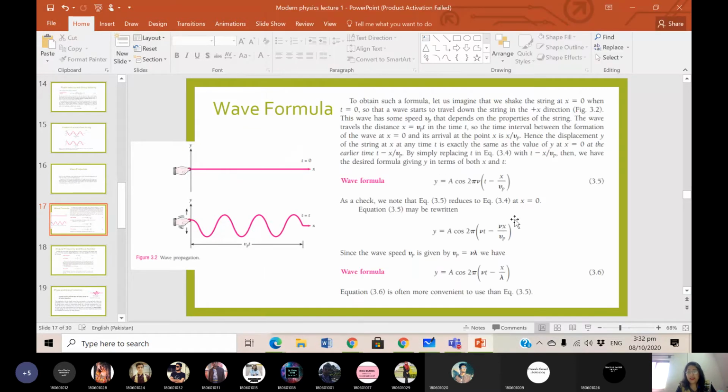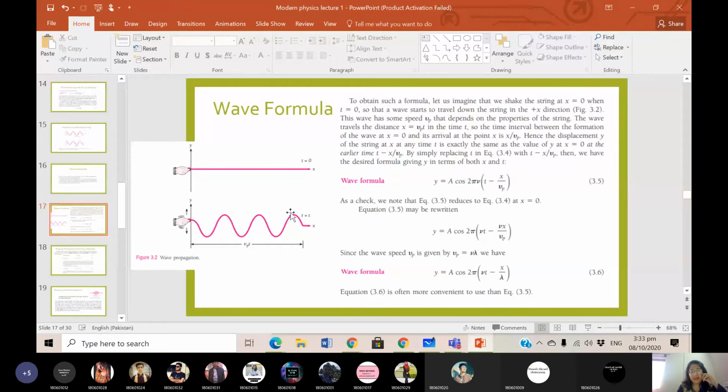So now what we're saying is that at the earlier time, which is t minus this time interval, x over vp, t minus is obviously 0, right? So at 0, it was a given displacement. At time t, it's the same displacement again. So can I equate those two equations then? By simply replacing t in equation 3.4 with t minus x over vp, we have the desired formula giving y in terms of both x and time.